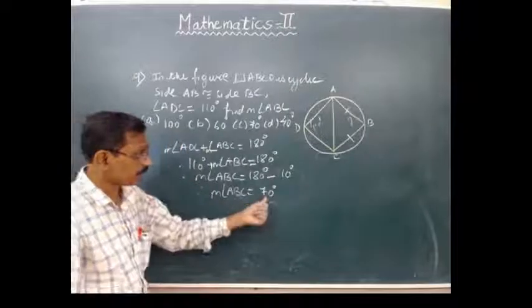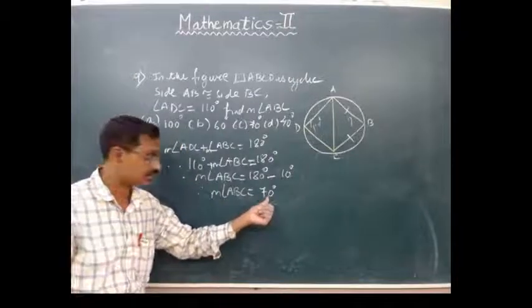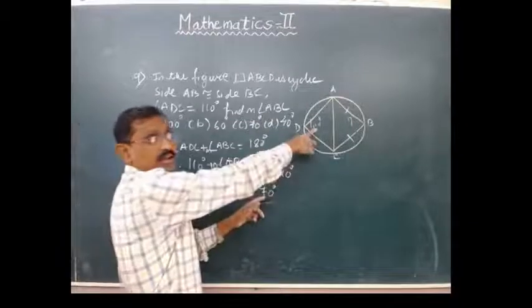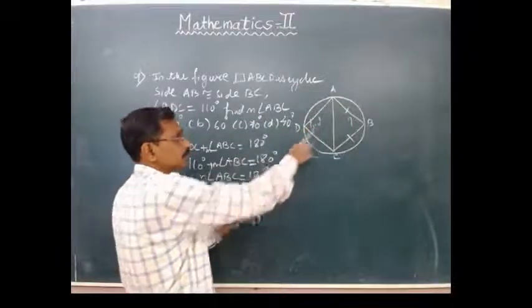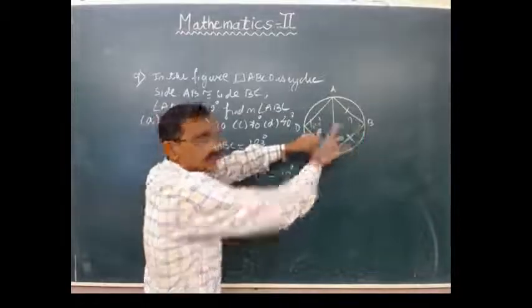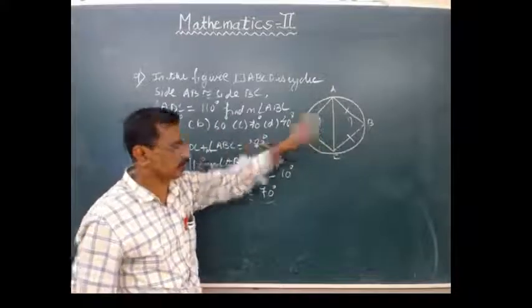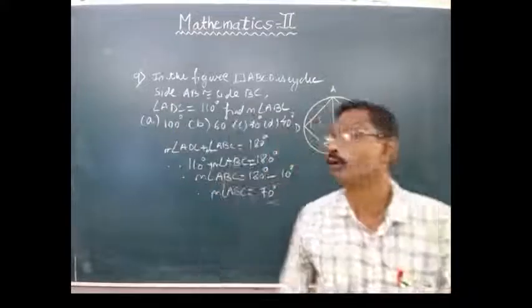Now, let us see whether my answer is right. Add 70 to this 110. 110 plus 70 gives me 180. That means opposite angles are 180 degrees. So let's move on to our options and see.